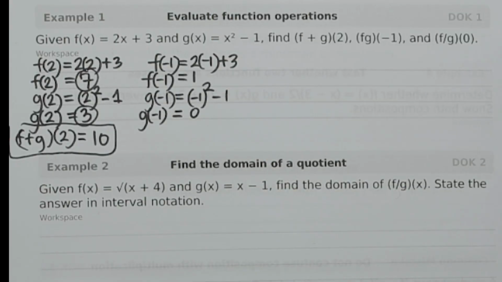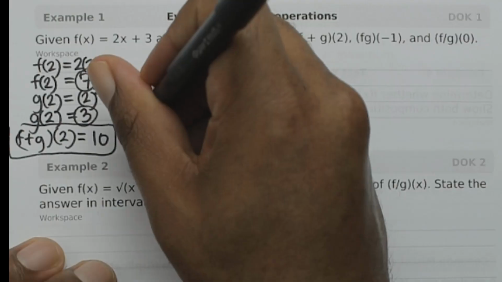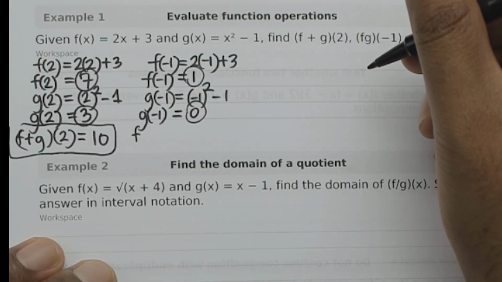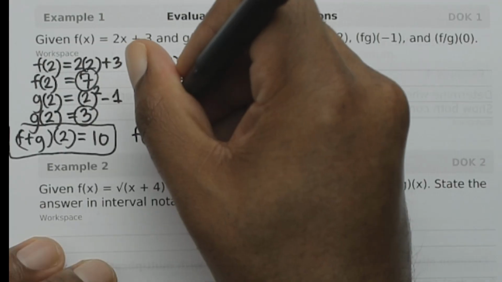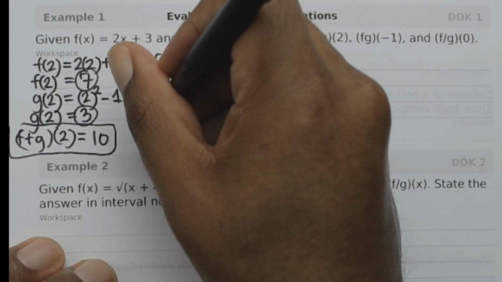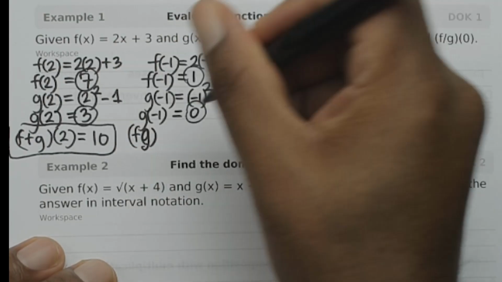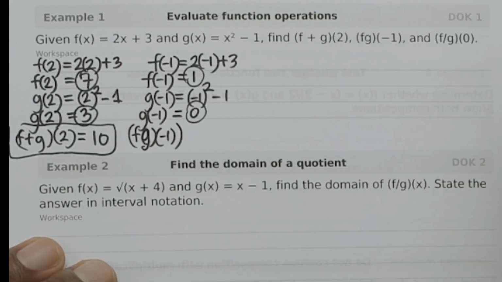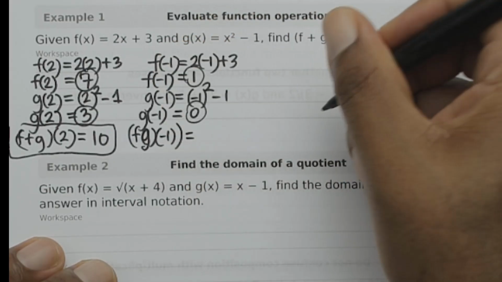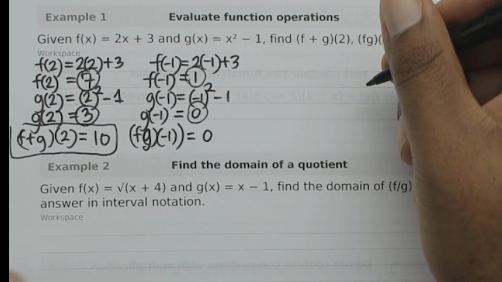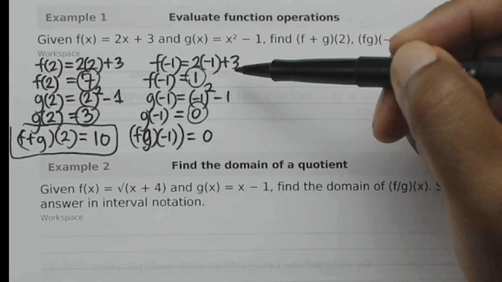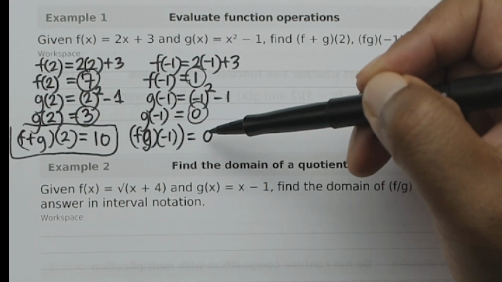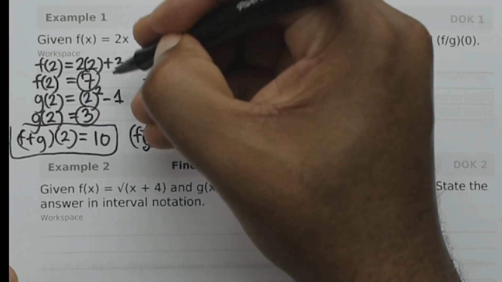Notice that when you multiply those together, you're going to end up with 0. So f times g of -1 is equal to 0. Again, the outcome is a +1 here, the outcome is a 0 here, and then the product of the two is going to give you a 0 outcome.